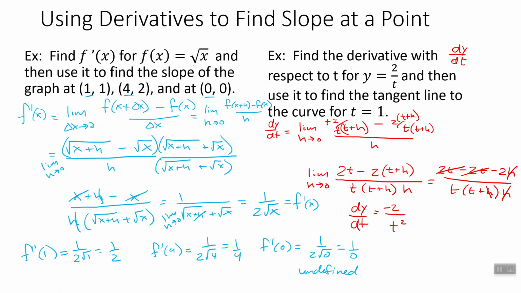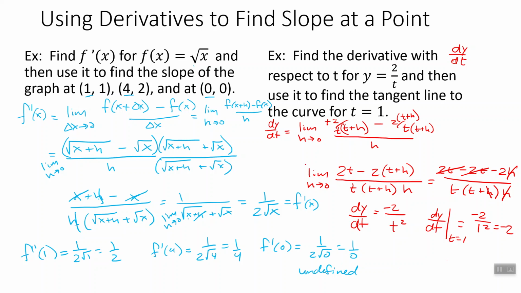All right, and we want the tangent line at t equals 1. We can just plug in 1. So dy dt when t equals 1, that's one way we can write that, is negative 2 over 1 squared, or negative 2. So there's our tangent. There's the slope of the tangent line there.